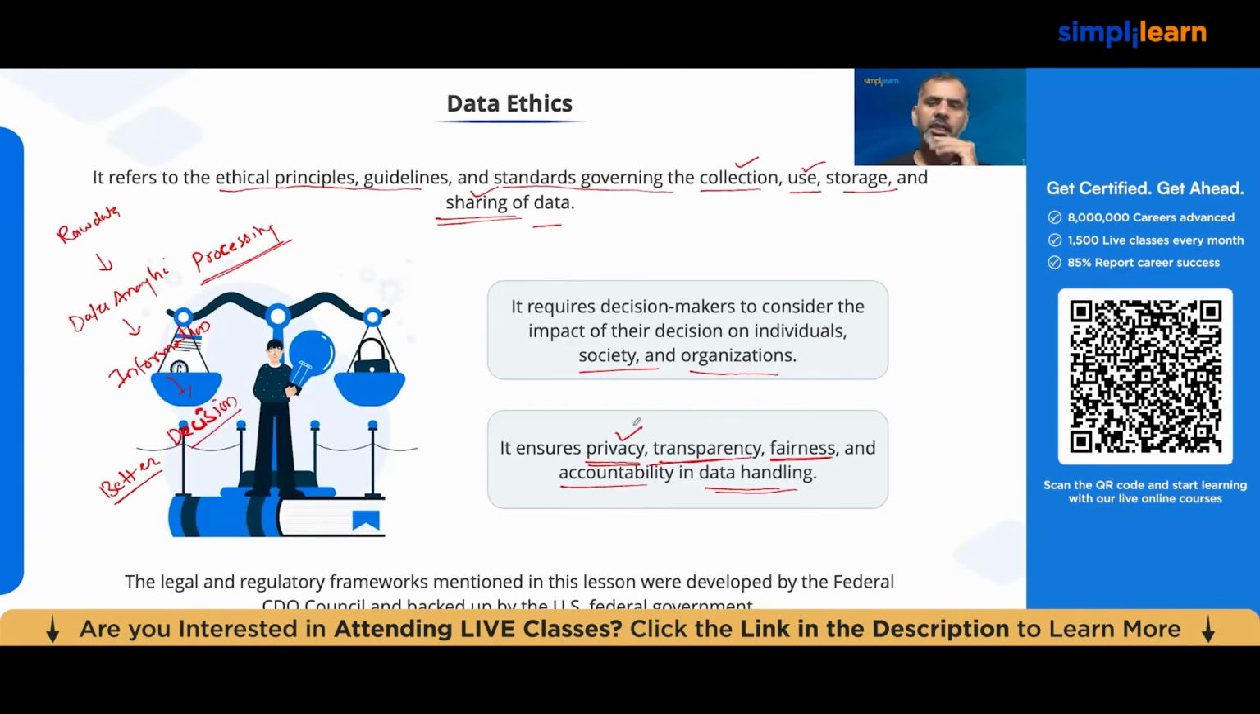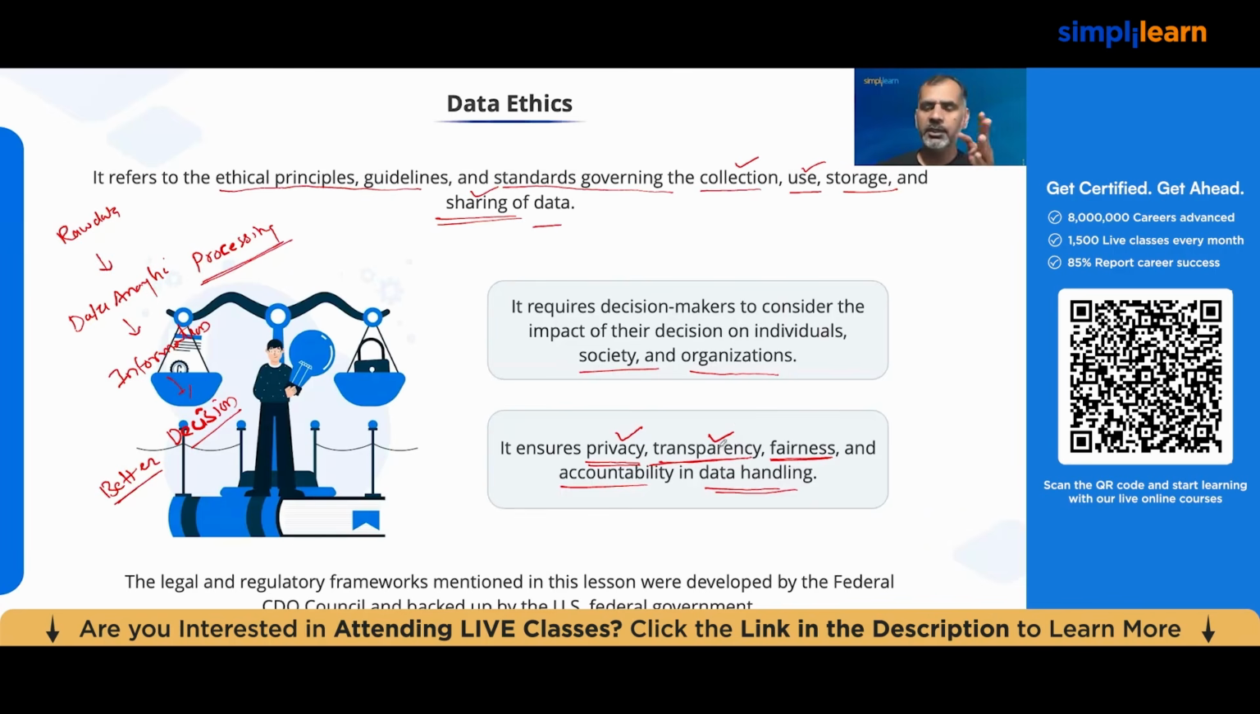When I say privacy, that means if you are collecting data, the data should be securely stored in your organization, and no unauthorized user should access that particular data. When I say transparency, it's talking about the data being used only for the intended purpose. So let's say if I'm collecting data from individuals for some X work, it should be used only for the X work. The data should not be used for other purposes.